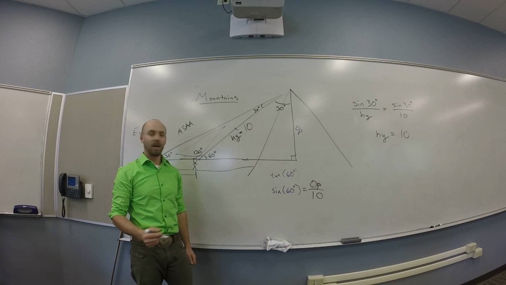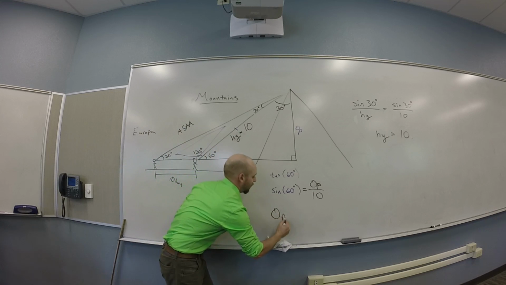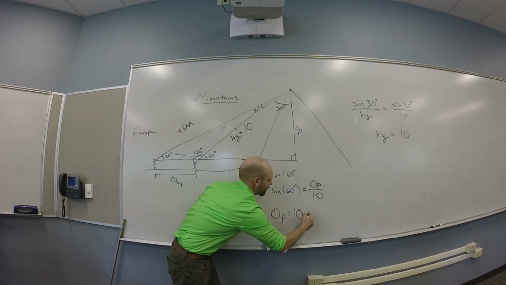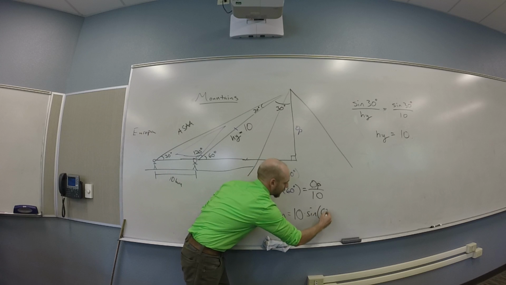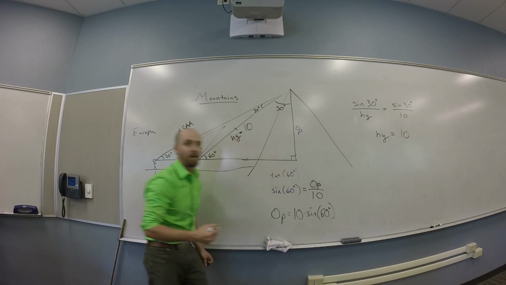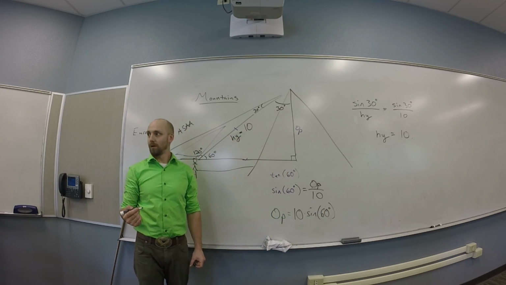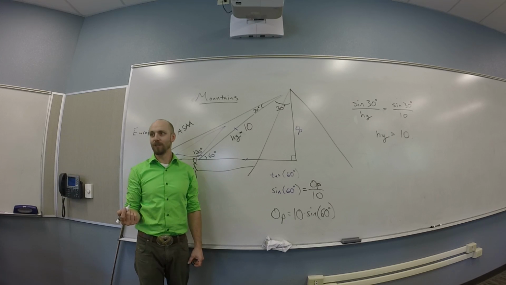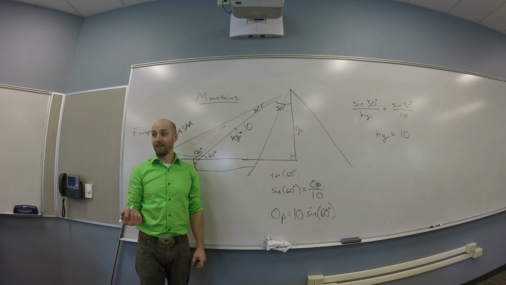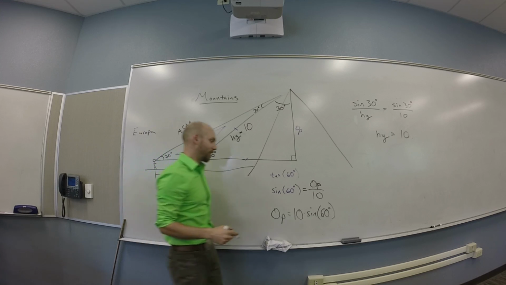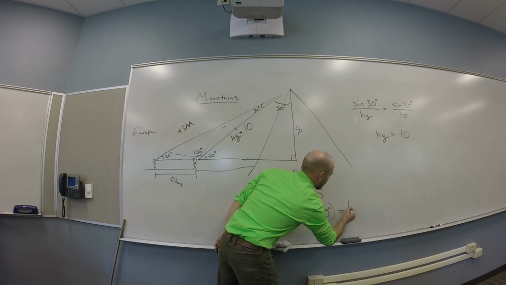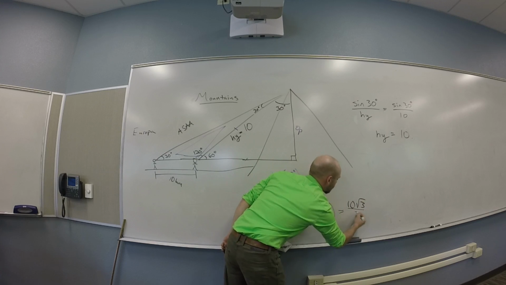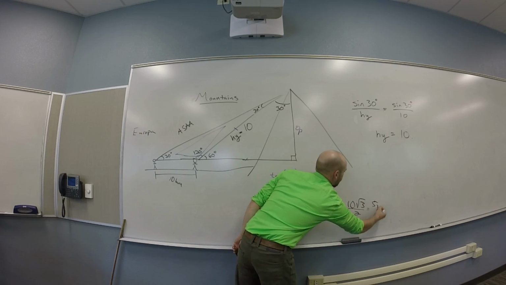And so the opposite side is 10 times sine of 60. What's sine of 60? It's root 3 over 2. So this is 10 root 3 over 2, which is 5 root 3.